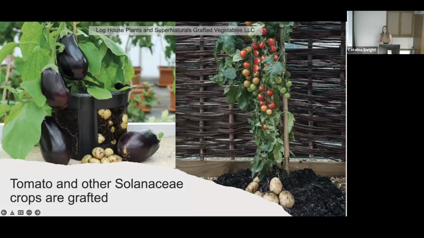You can find it grafted onto many different things, including other tomato varieties that help to boost yield and some very fun novelty grafts like you see here. The Solanaceae family in general is often intergrafted.